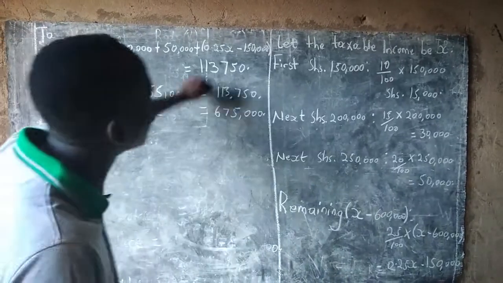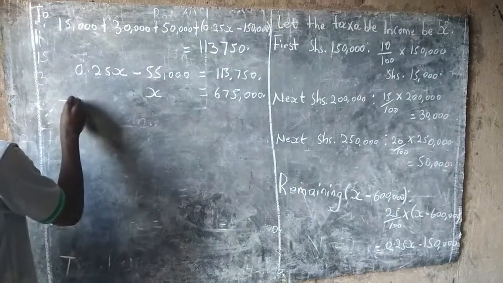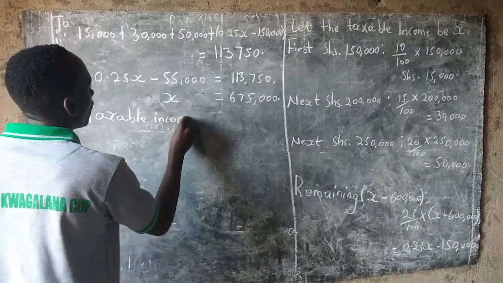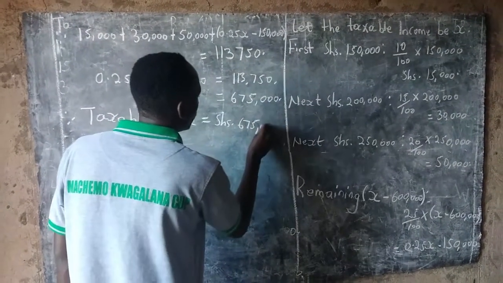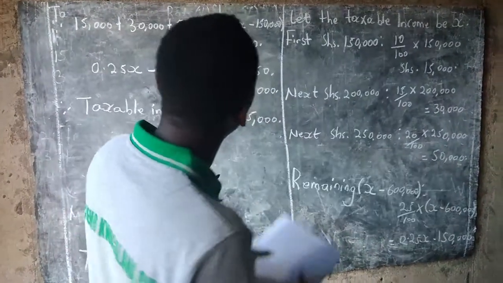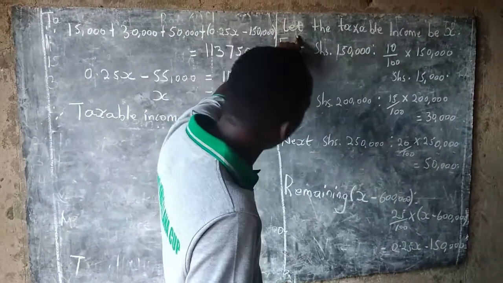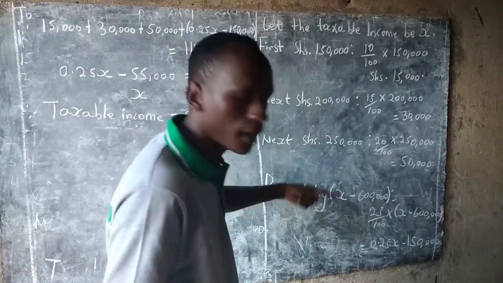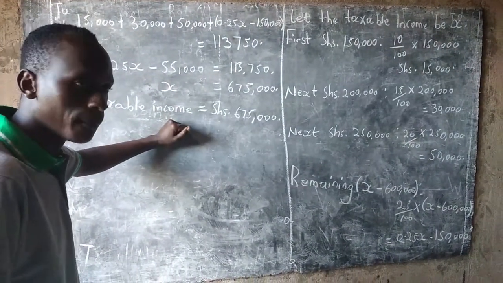Boys and girls, we now have the taxable income. Therefore, come and say that. Therefore, taxable income equals shillings 675,000. Simple as that. Your marks have now come back by only identifying that I'm not going to change the procedure. If I don't have the taxable income, let it be X. And I just follow that. So this is what I'm having here. This is my taxable income.